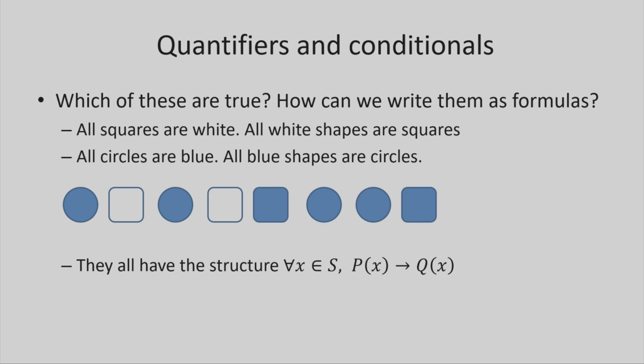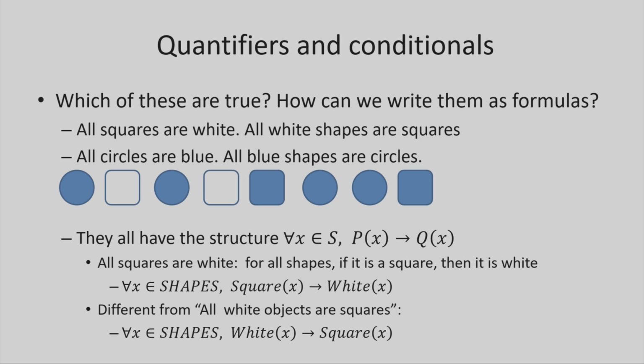Similarly, we will use the same structure for the other 3 sentences. Every shape, if it's white, it's a square. Every shape, if it is a circle, then it is blue. And differently, for every shape, if it is blue, then it's a circle. So let's try it. How do we say all squares are white? We say for every shape, if that shape is a square, then it is white.